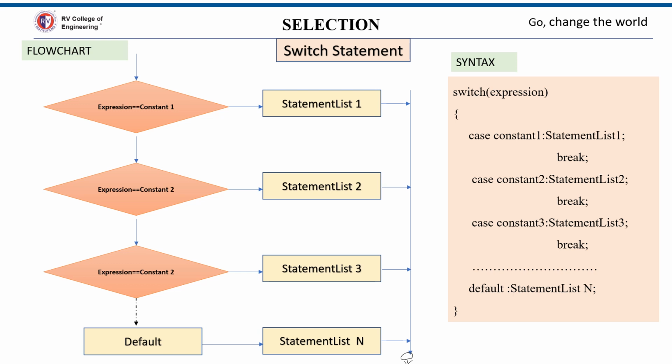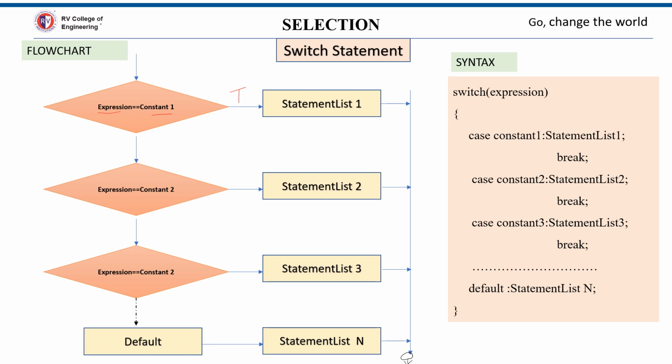Another multi-way selection is using switch statement. Again, the switch statement helps us to choose an alternative among multiple available alternatives. So first we'll understand with the flowchart and then we'll go with the syntax. So here the switch statement, it compares the expression with the case constant. If it is true, we here check for equality. If it is equal, if it is true, statement list 1 is executed. After executing the statement, the control comes out of the switch block.